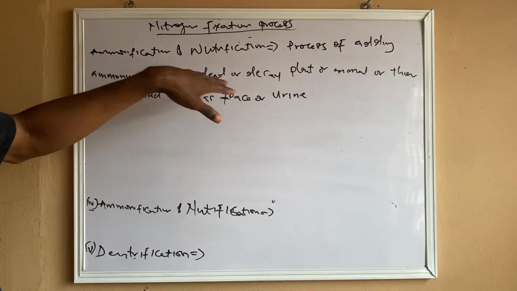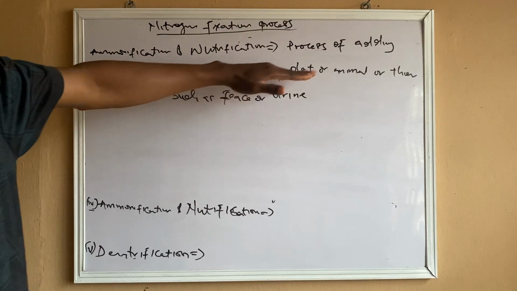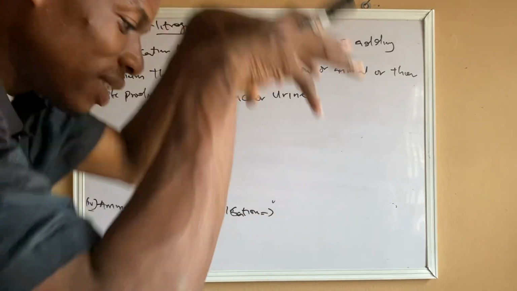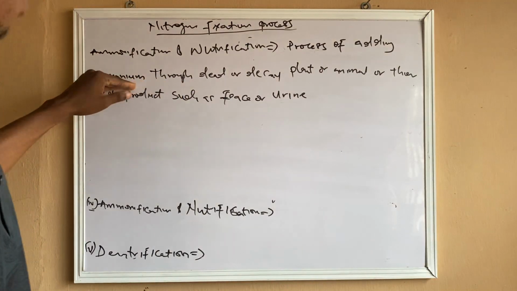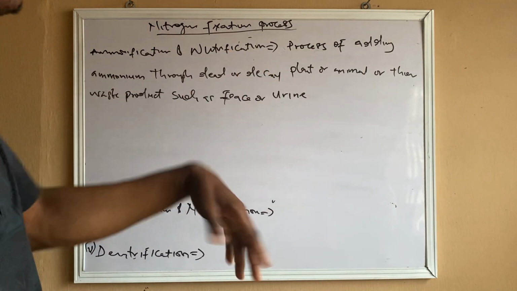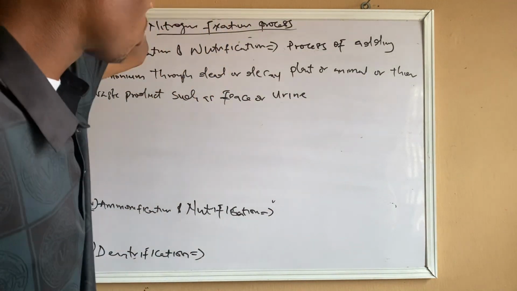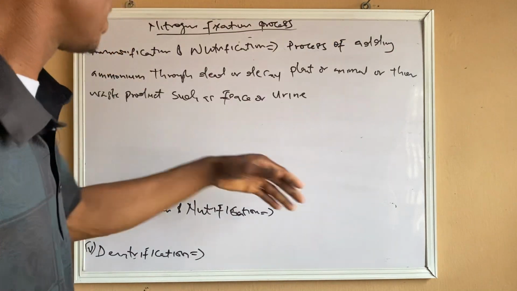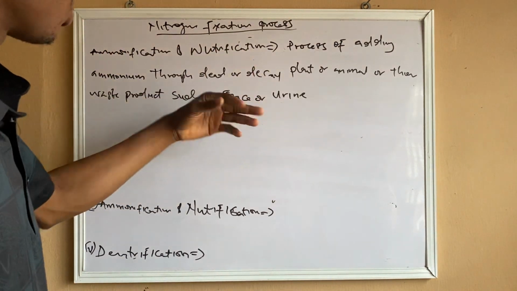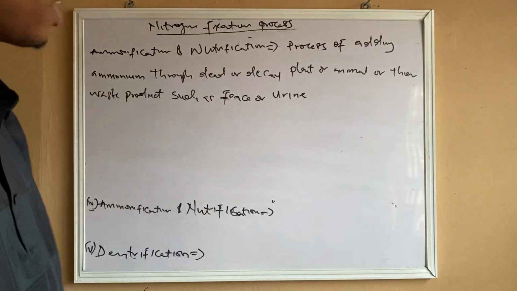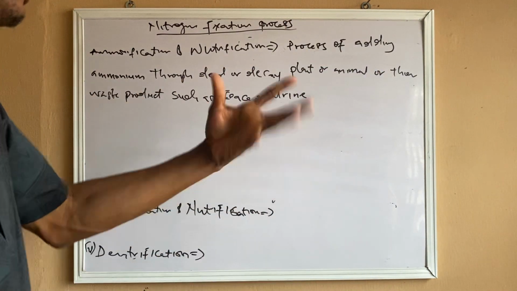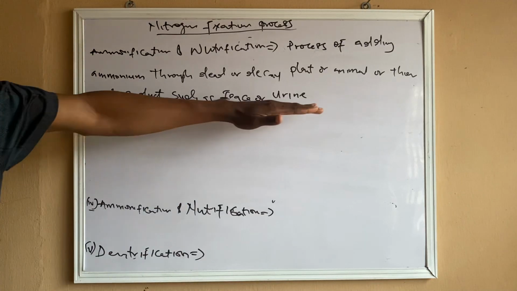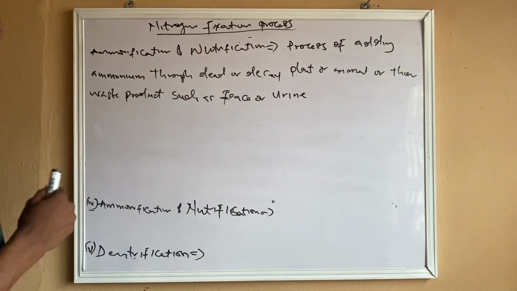We get ammonia through either the dead or decaying plants or animals. Once an animal dies or a plant dies, then we have ammonium, right? Or at times, even if nothing has died, their waste products, such as feces or urine of an animal, there is ammonium compound in it. Then immediately this ammonium has been formed, nitrification now comes.